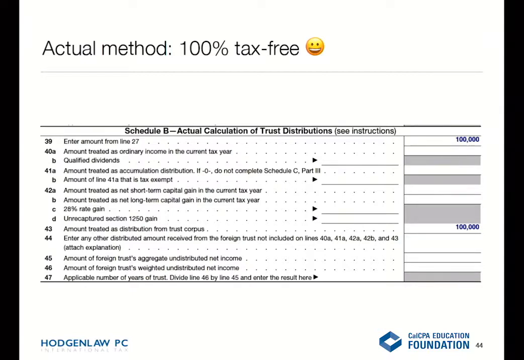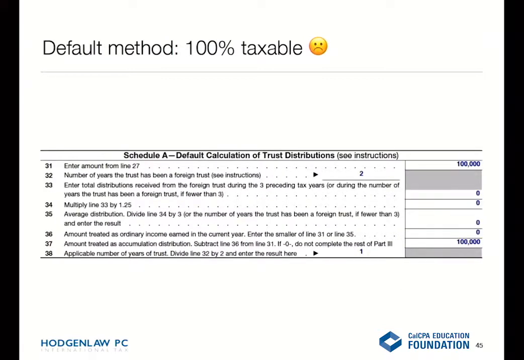So this amount treated as trust distribution from trust corpus, this amount is going to be entirely tax-free under the actual method. Now, like I said, this is an extreme example.